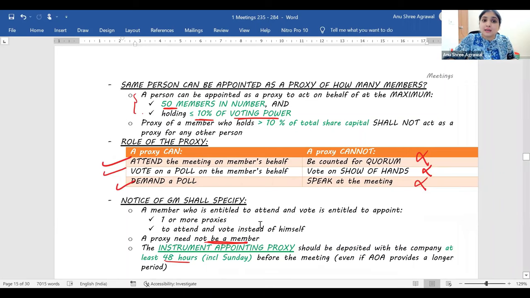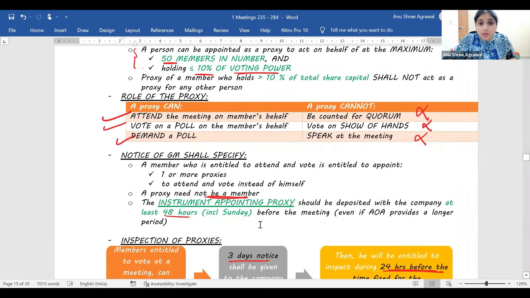Then we learned, can a proxy be counted in quorum? No. Can a proxy vote in a poll? Yes. Can a proxy vote in a show of hands? No. Can a proxy demand a poll? Yes. Can a proxy attend the meeting? Yes. But a proxy cannot speak at the meeting.